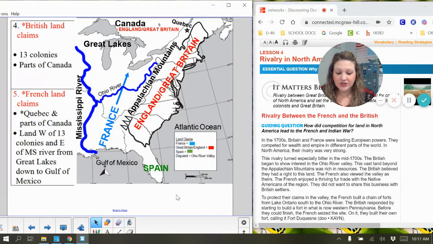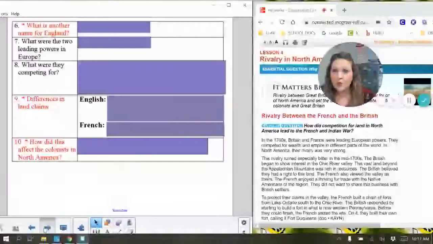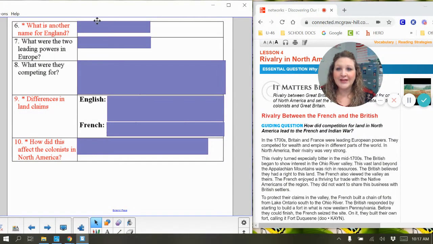So our next question, and this is one that I've been actually saying to you over the last few lessons that we've done, is what is another name for England? And that is Great Britain. And they made this change in 1707. Again, it still doesn't matter. It goes by either name, Great Britain or England, and I don't care which one you use. I usually use Great Britain because then I can abbreviate it as GB when I put it in notes. But either one is right.